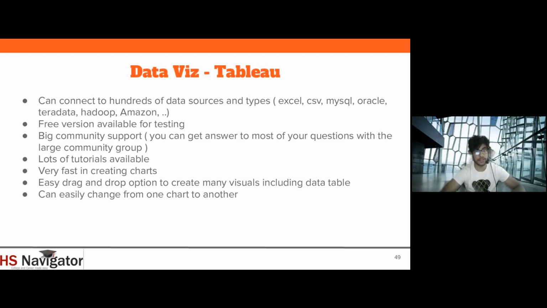It is extremely fast and efficient in creating charts, and it has a very simple interface with a drag and drop option to create many visuals, including data tables. You can easily change from one chart to another as well.